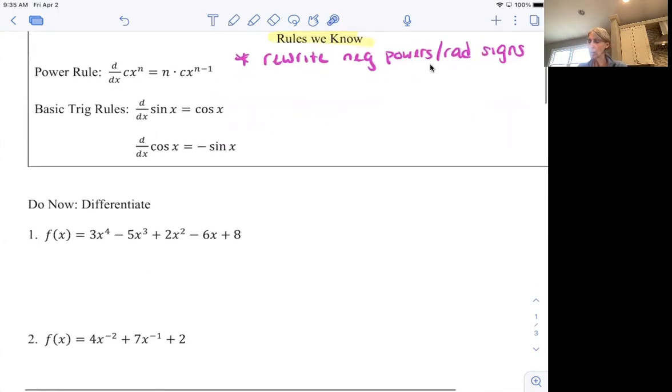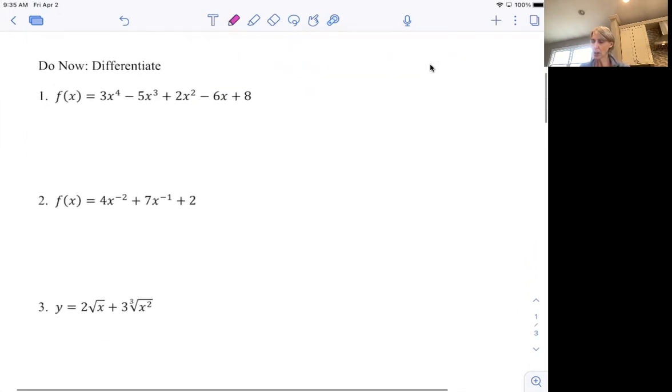We also learned the basic trig derivative rules. The derivative of the sine is the cosine. The derivative of the cosine is negative sine. So just a few quick problems before we actually move on to the lesson.